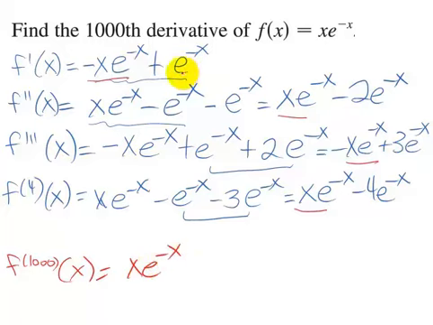Now looking at the second term, it's always an e to the negative x, but this coefficient is changing, and in fact it has the same coefficient as the derivative number, first, second, third, fourth, but the signs are going to alternate. It looks like on every even derivative it's negative. So this is going to be negative, we're on the 1000th derivative, e to the negative x.